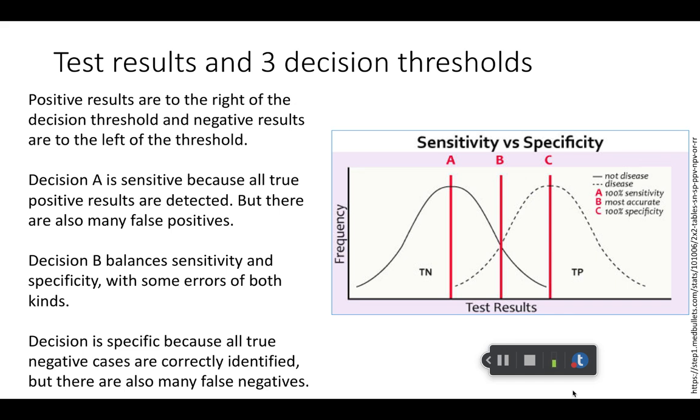So again, positive results are to the right of the decision threshold in this diagram, and negative results are to the left of the decision threshold. These decisions, represented by A, B, and C, are sensitive or specific depending on how many false and true results they obtain.